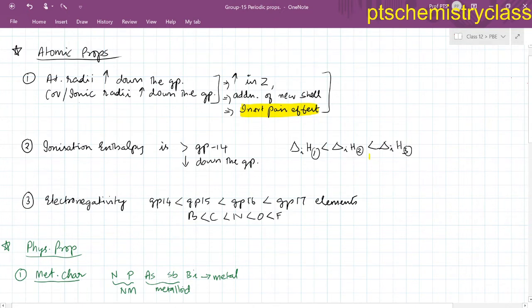This is due to the reason that once one electron is removed from the atom, it will attain either an inert gas configuration or it will have stable fully filled or half filled orbitals. Therefore, it will be difficult to remove the electrons. Therefore, the second and third ionization enthalpy will be generally high for any element in the periodic table, not only in P block. And electronegativity, you know, increases from left to right in the periodic table and decreases from top to bottom in the periodic table.